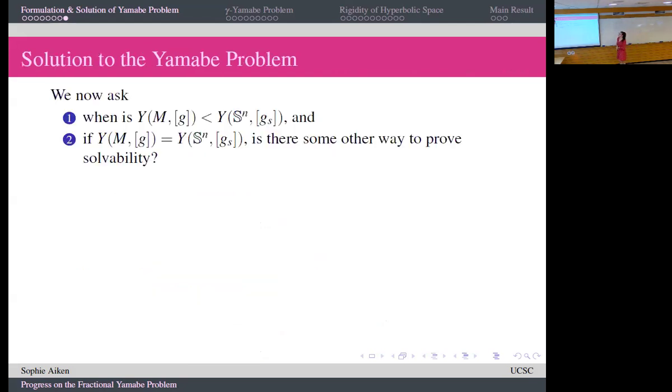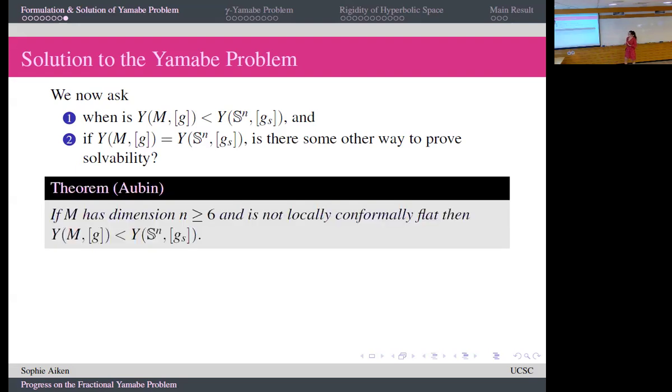Okay. So at this point, if we know that the Yamabe constant is always less than or equal to that of the sphere, and in particular, the problem is solvable when we're strictly less than, we come to these next two questions sort of naturally. When do we have solvability from knowing that it's strictly less than the Yamabe constant of the sphere? And if I don't have that case, if the constants are actually equal, is there some other way to prove solvability?